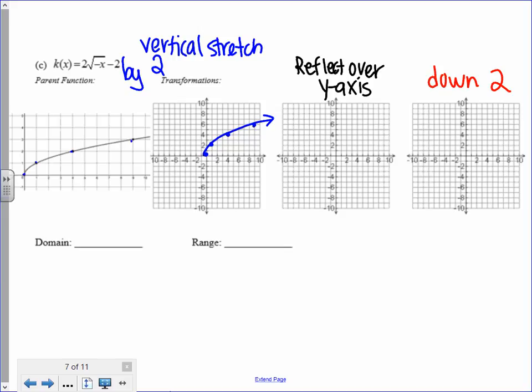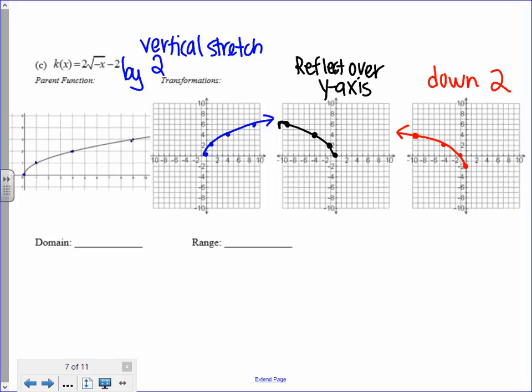So my 0, 0 still doesn't move when I reflect it. The 1, 2 is now at negative 1, 2. Negative 4, positive 4. And negative 9, positive 6. So now my graph is just going the other way when I reflect over the y-axis, and then down 2 should be really easy. All right, we now take those points and just move them down. Up and down, left, right are the easiest ones. So I'll go down 2 for all of these. There we go. And we're going to find our domain and range here, and then we'll be all set.